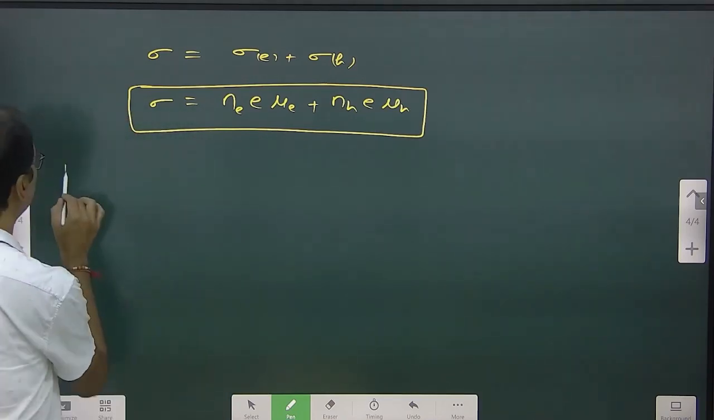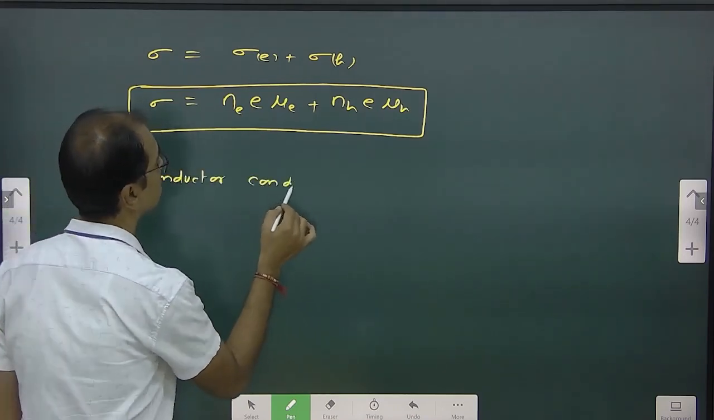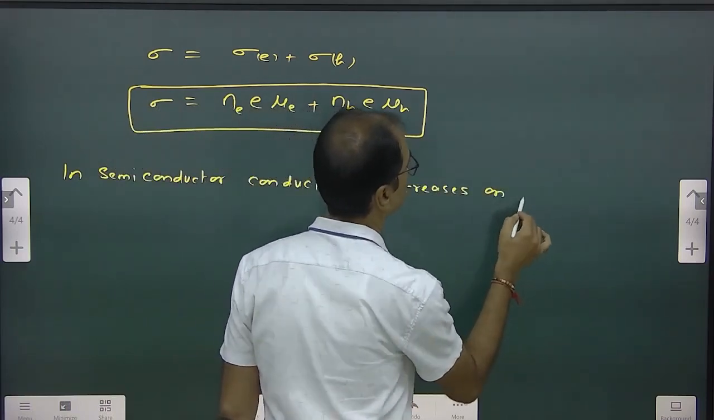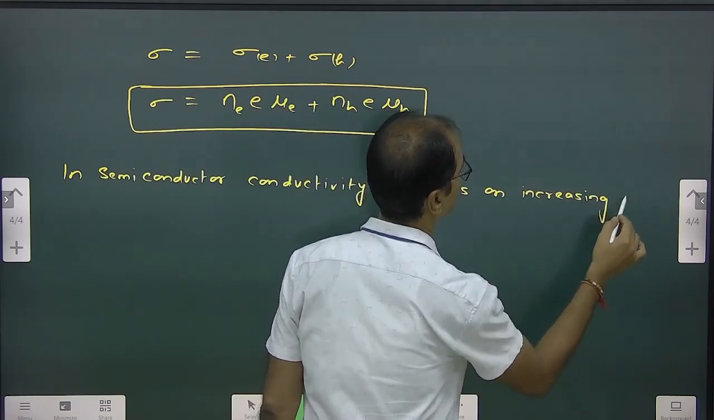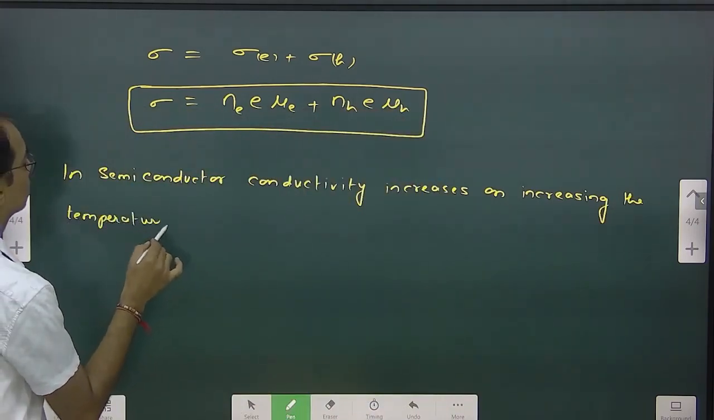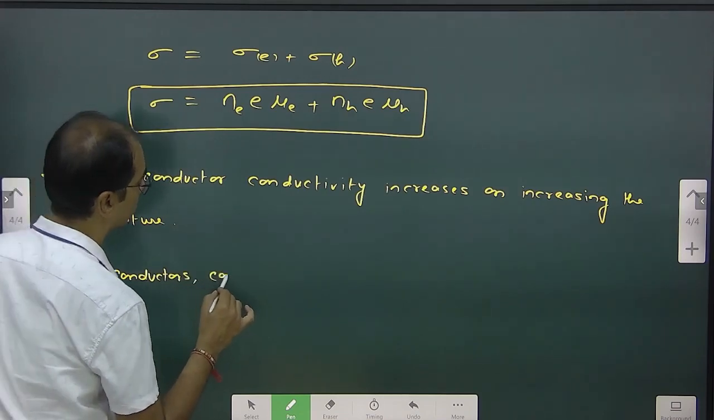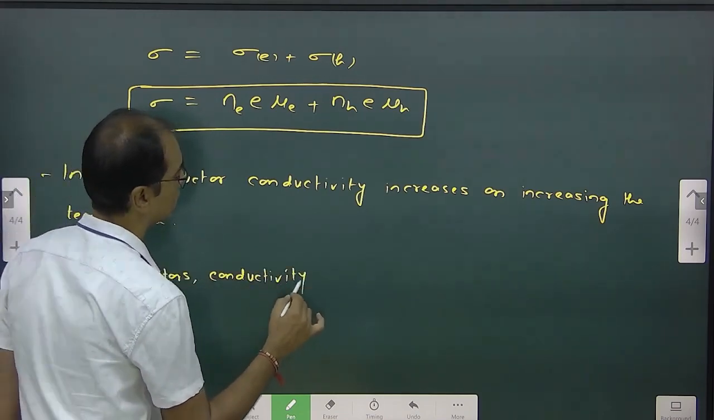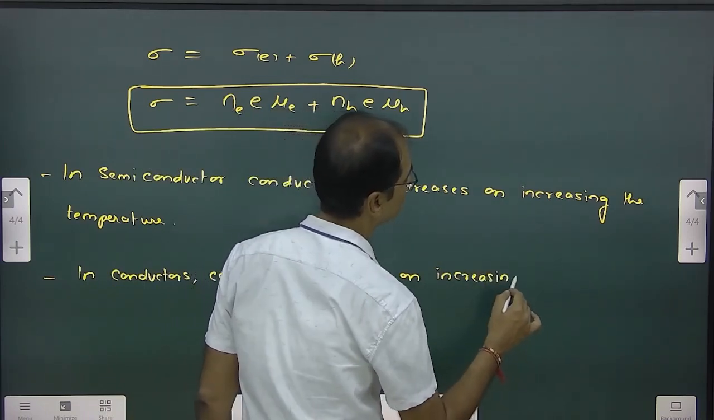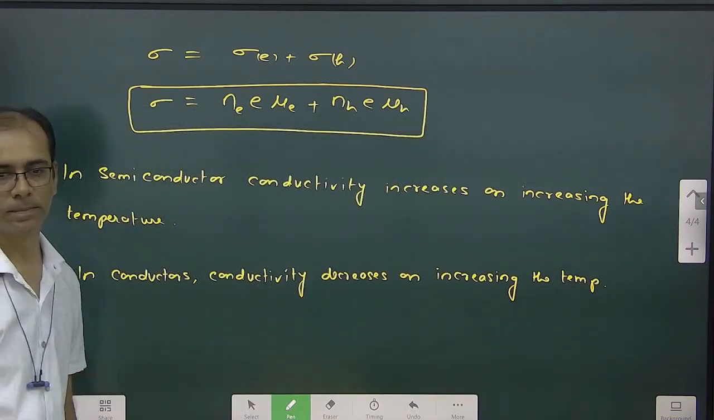Okay? In a semiconductor, conductivity increases on increasing the temperature, whereas in conductors, conductivity decreases on increasing the temperature. Remember that this question is asked many times. Note that.